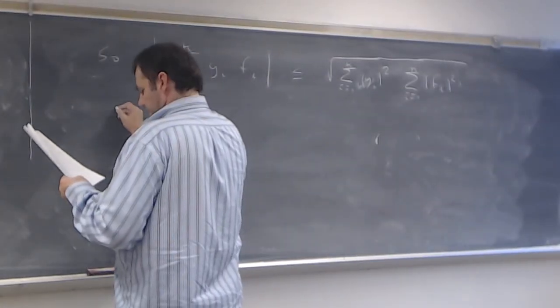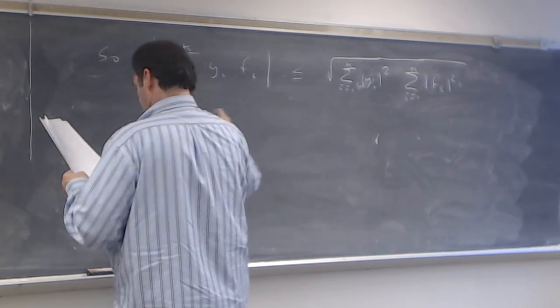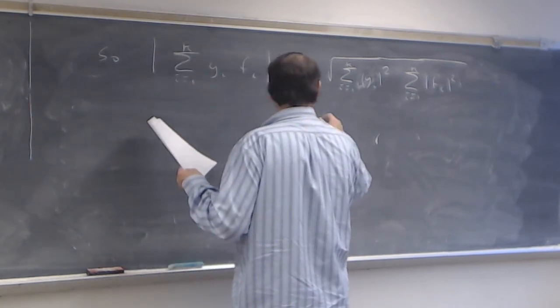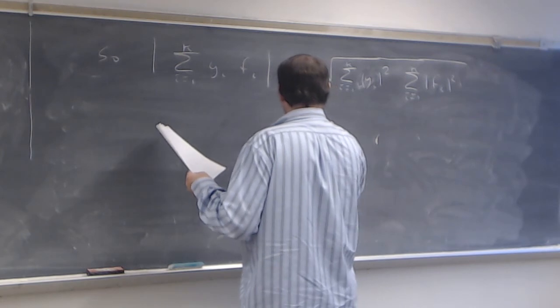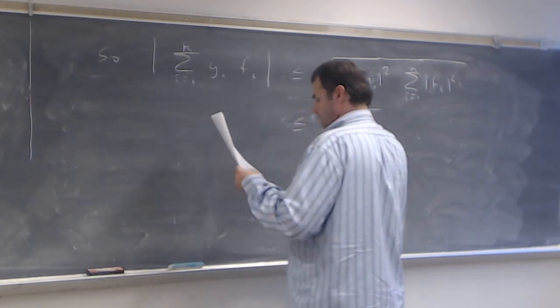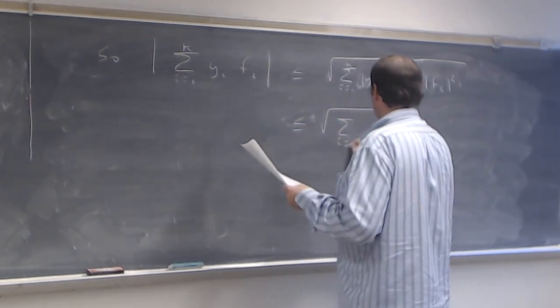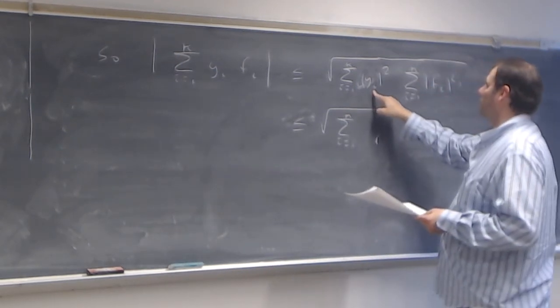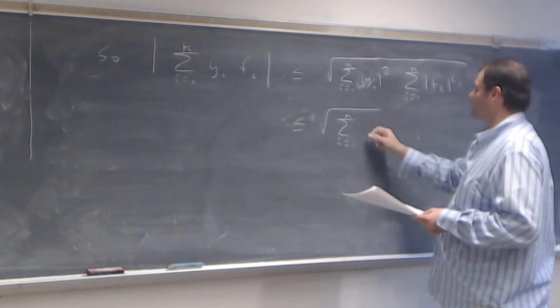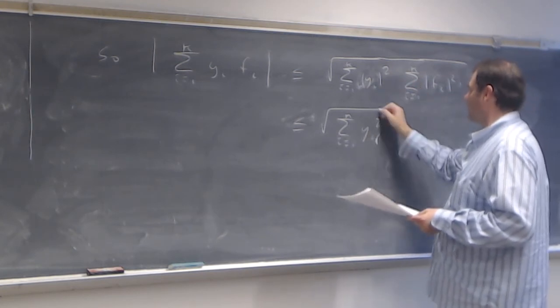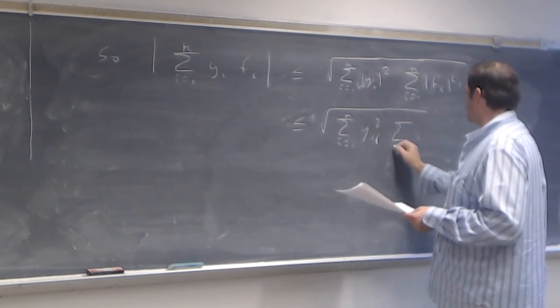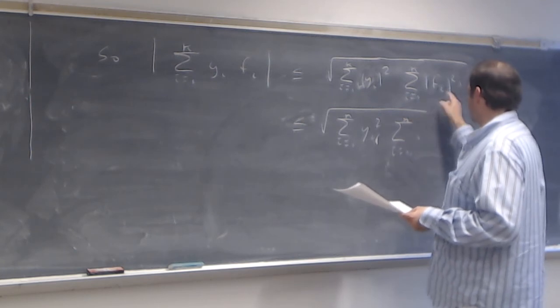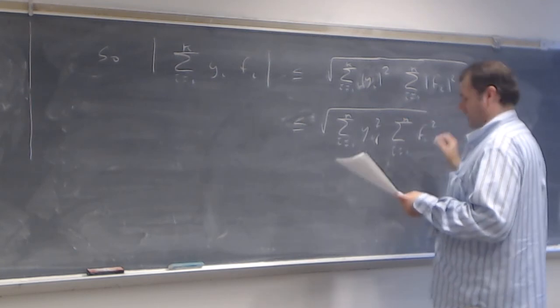Because we're talking about real numbers here, this is going to be less than or equal to the square root of the sum as i runs from 1 to k. So here, this is a real number, and so its absolute value being squared is just it being squared. Again, here, this is just f sub i squared.